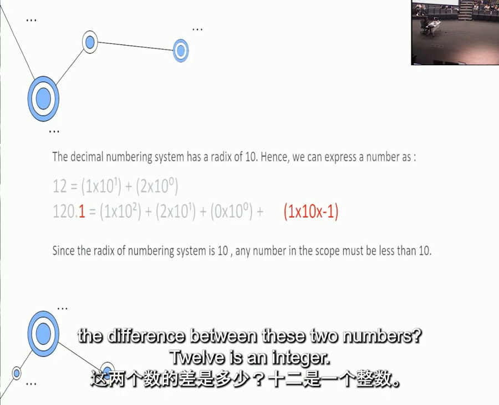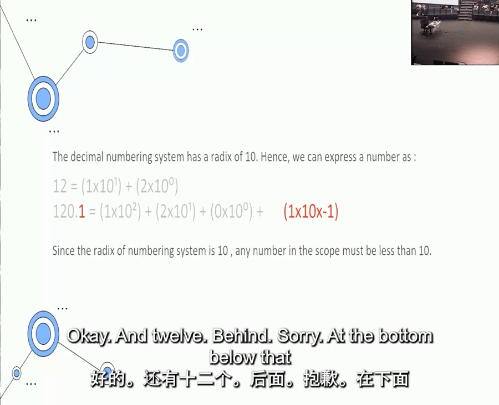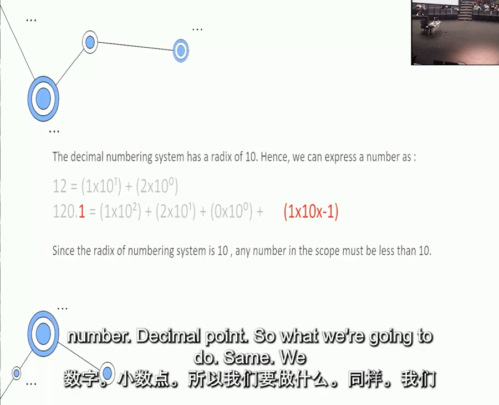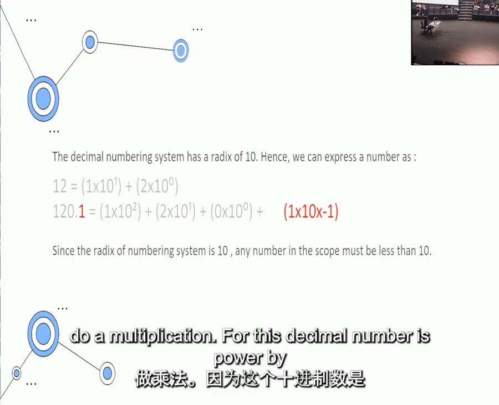And 120.1, what's the difference between these two numbers? 12 is an integer. And 120.1 is a fraction number, a real number, with a decimal point. So what we're going to do is the same, we do a multiplication.